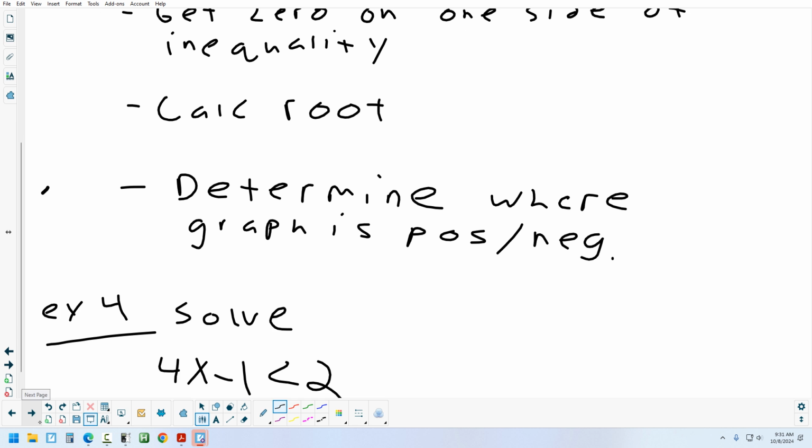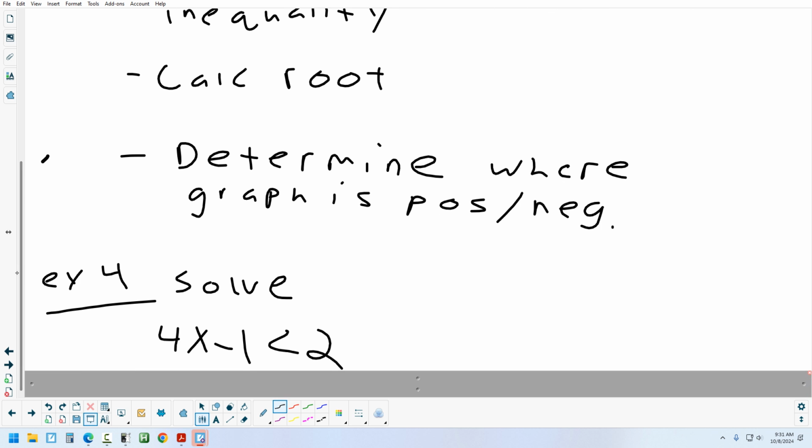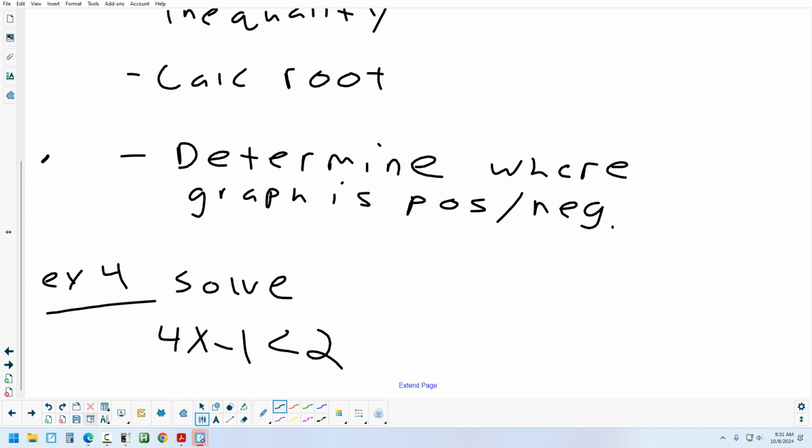So let's solve that one. Now, this isn't one that you would need the calculator for. I could solve this faster without the calculator, just by adding 1 to both sides and dividing by 4. Done. So if you do that, you'd have x is less than 3/4. Add 1, divide by 4. But you might get an inequality that's not as easy to solve, and you might need to use the calculator to figure it out. So let me show you how you do it.